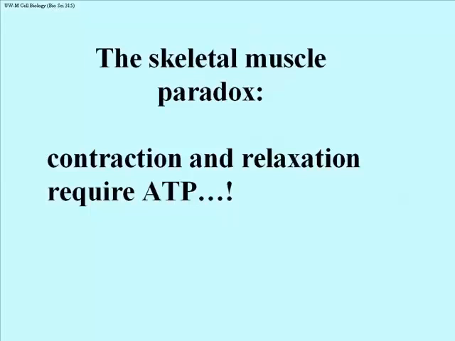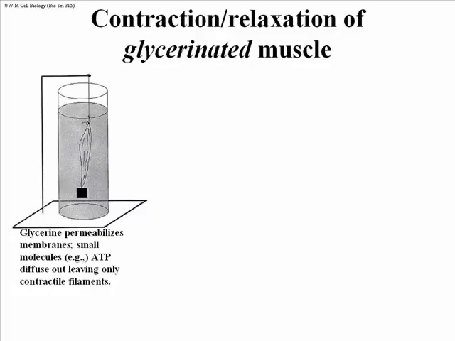Let's talk a bit now about the skeletal muscle paradox. Contraction, the shortening of those sarcomeres, as well as relaxation, the pulling apart of those Z lines or stretching of a muscle, also requires ATP. Let's take a look at some of the early experiments in which this paradox was first identified.